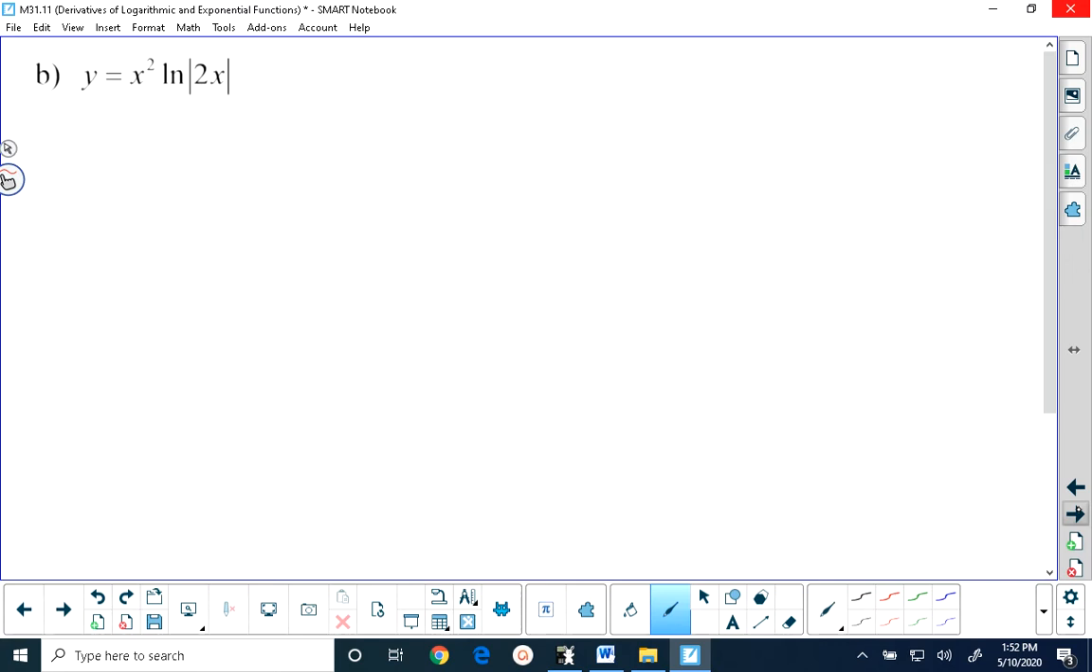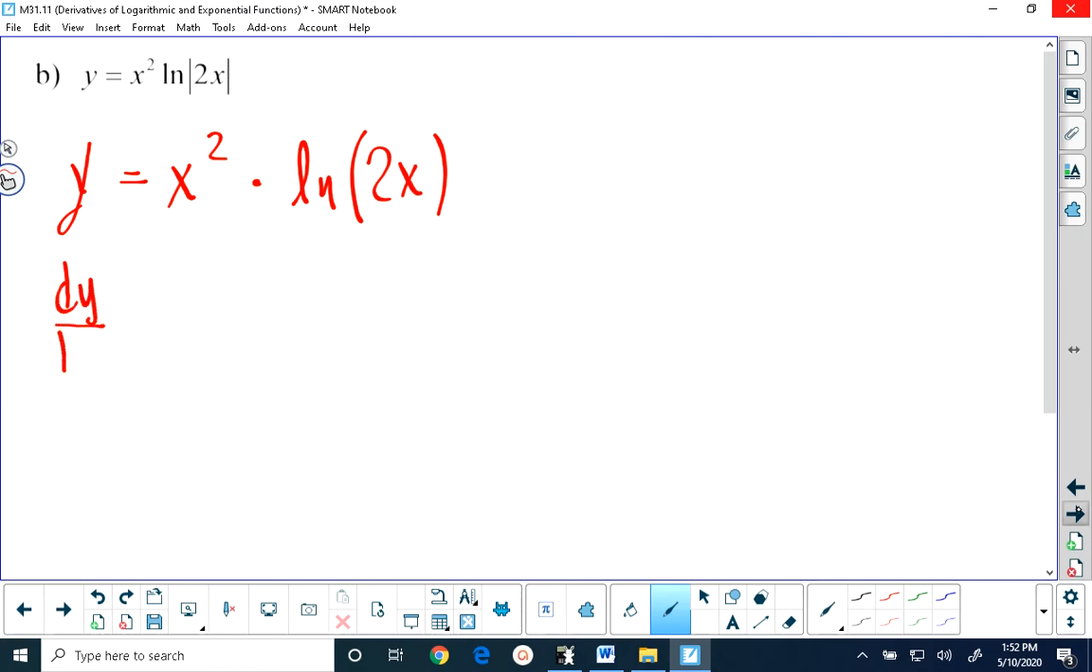What about the derivative of y equals x squared ln x? Well, it is a product. Let me write it explicitly as a product. X squared times the natural logarithm of 2x, and there I go. I've dropped the absolute value signs. It's really not important. I need to use the product rule.